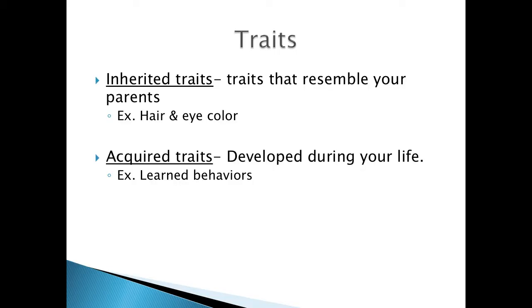Traits. Inherited traits are traits that resemble your parents. These are traits that you get from your parents whenever you're born, such as hair color, eye color, your nose shape, and several other different types of traits. Acquired traits are developed during your life. Examples of that include learned behaviors, how you act, how you behave, are considered acquired traits.